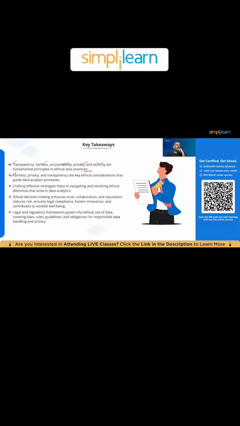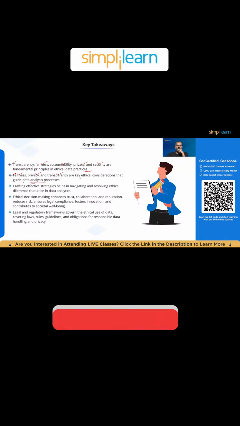Next, fairness, privacy, and transparency are key ethical considerations that guide the data analysis process. When we do data analysis, we need to be very fair in terms of data collection. We need to maintain individuals' privacy, and we have to be very transparent while collecting data, to tell what the purpose is, what information is being collected, and what the intended purpose is. Can I say that for data analytics, these are the three main key ethical considerations, guys? Are we good with this?